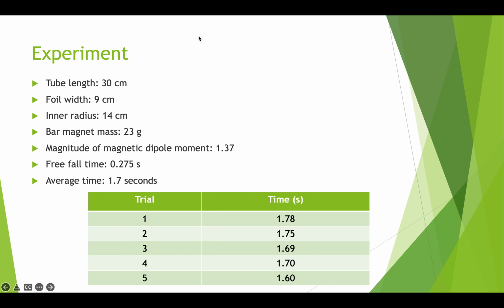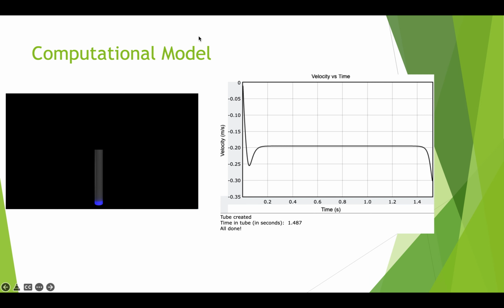average of 1.7 seconds. With the computational model, which is going to be the code shown next, we see that this is the tube, and then it creates this velocity versus time graph where it gives us a calculation of the average time in tube in seconds being 1.49, so pretty similar to the 1.7 from the experiment.